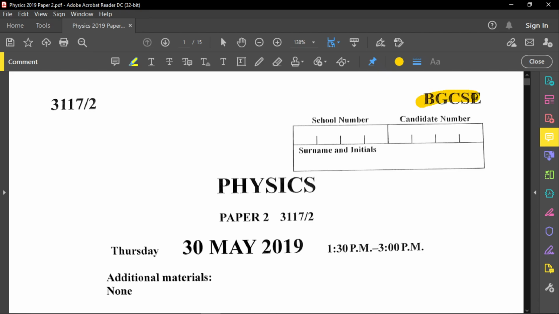Welcome back to another BGCSE past paper review. Today we're doing a physics paper. We're doing Paper 2. This is from the year 2019.